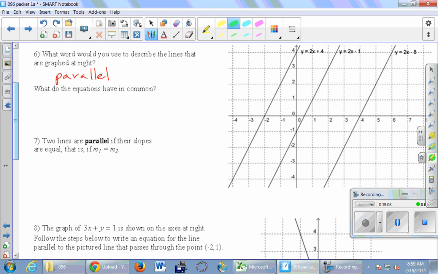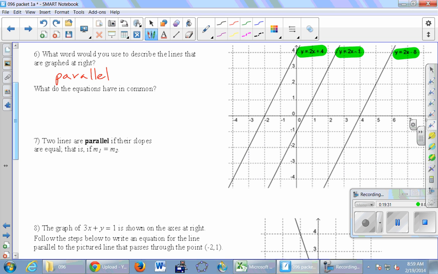Next question says, what do the equations have in common? So let's focus our attention on the 3 equations that are written up there at the top. y equals 2x plus 4, y equals 2x minus 1, y equals 2x minus 8. What's the same in all 3? Is the slope, is that 2? And it kind of makes sense that if your slope is the same, you'll be parallel.